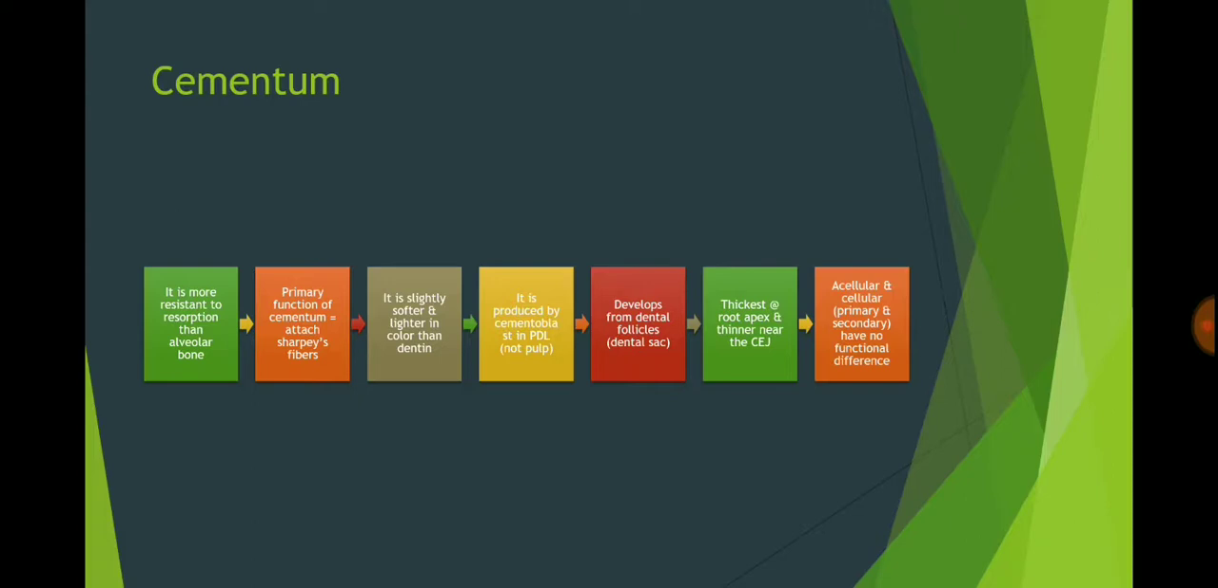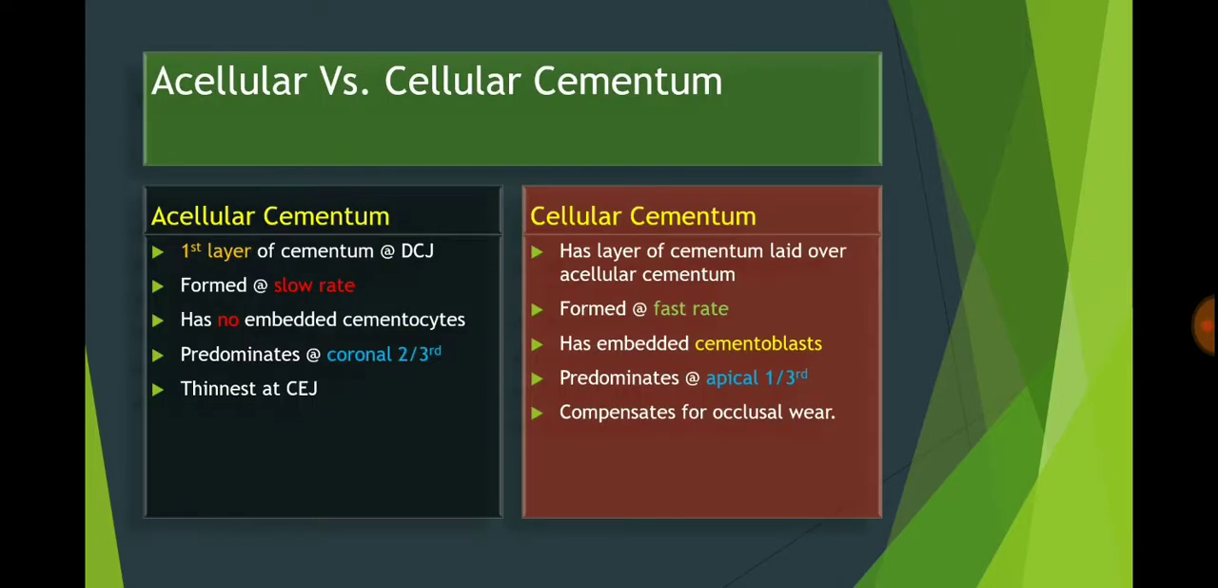Cementum is acellular and cellular, as I mentioned before. The acellular cementum is referred to as primary and the cellular cementum as secondary. The acellular and cellular cementum have no functional differences. So let's look at the comparison of acellular versus cellular cementum.